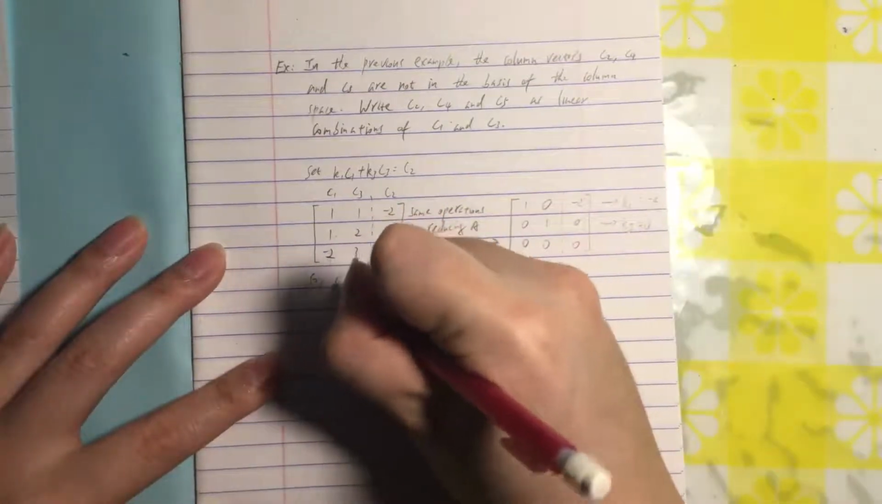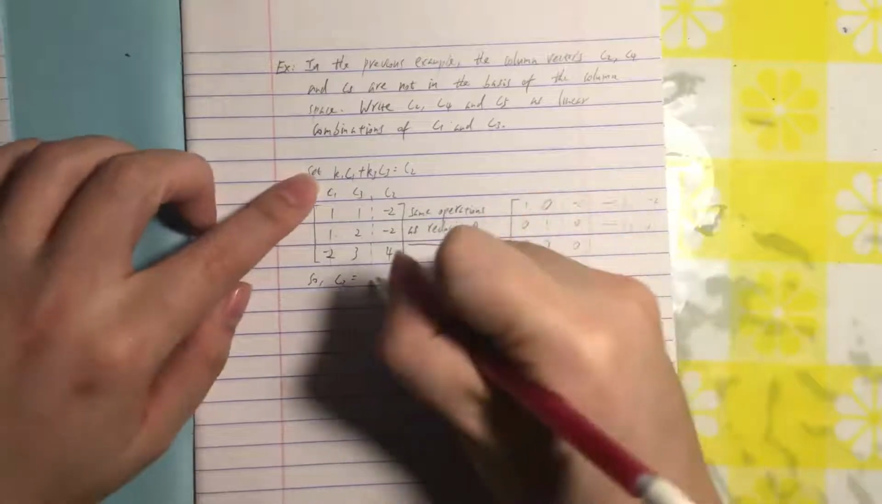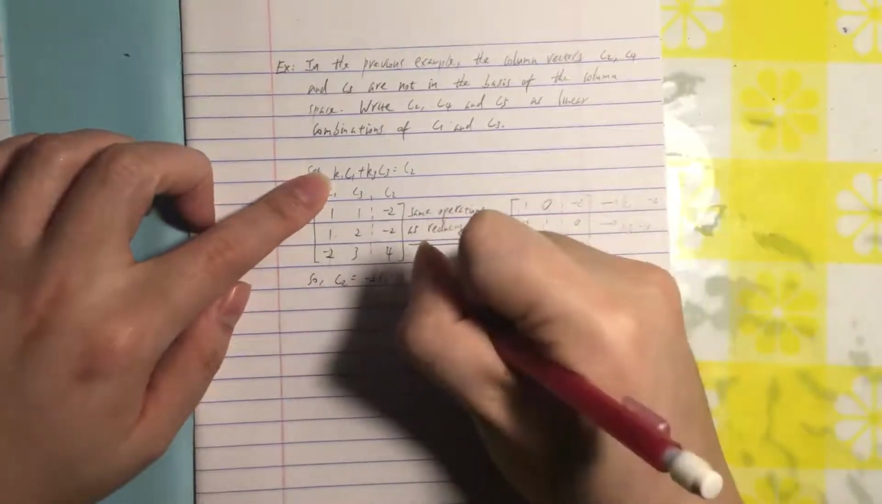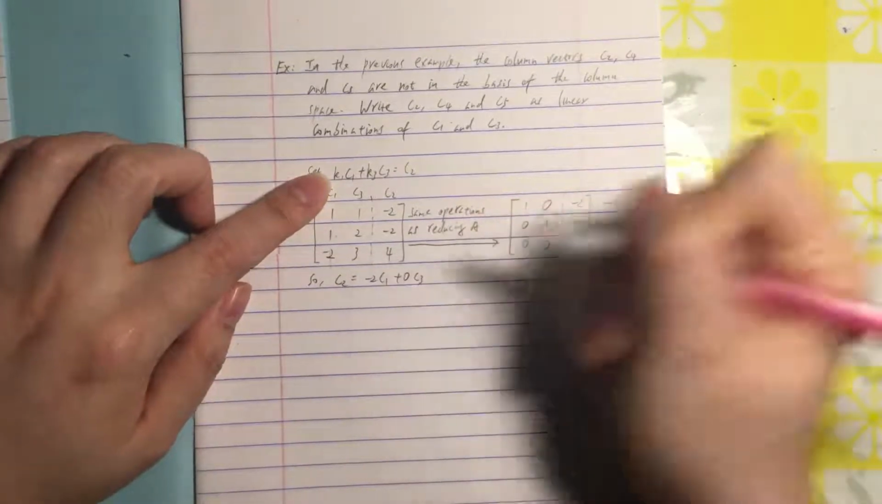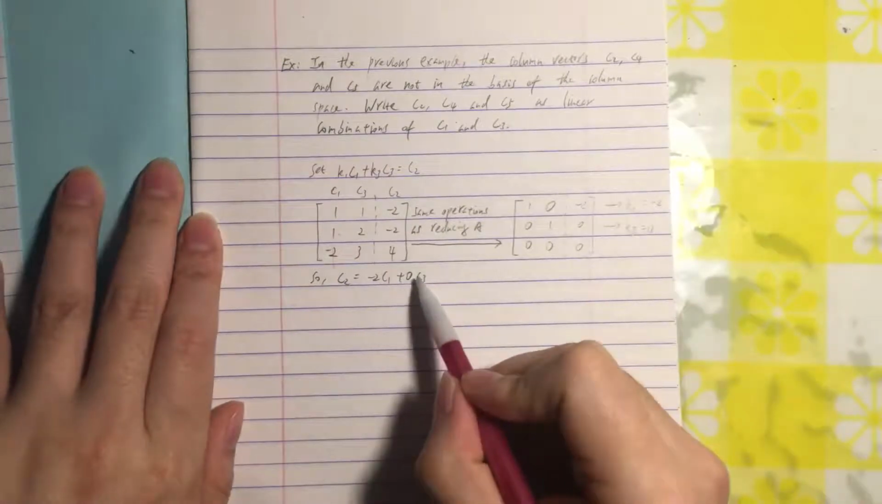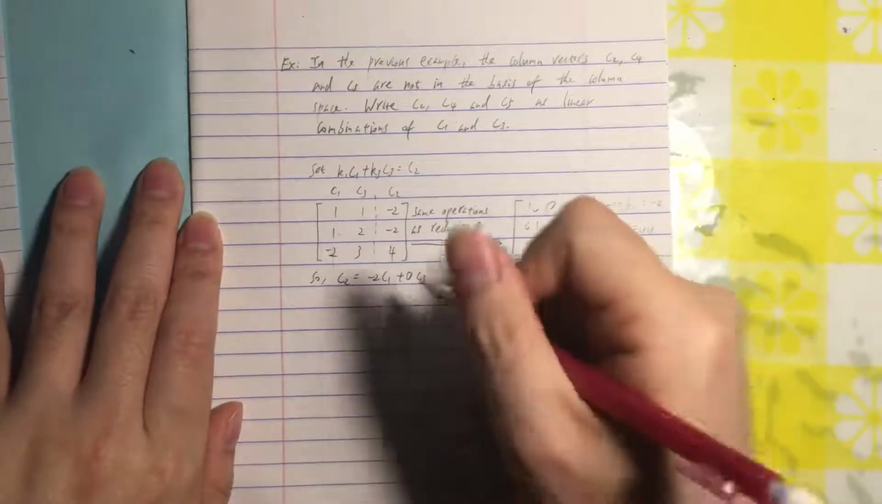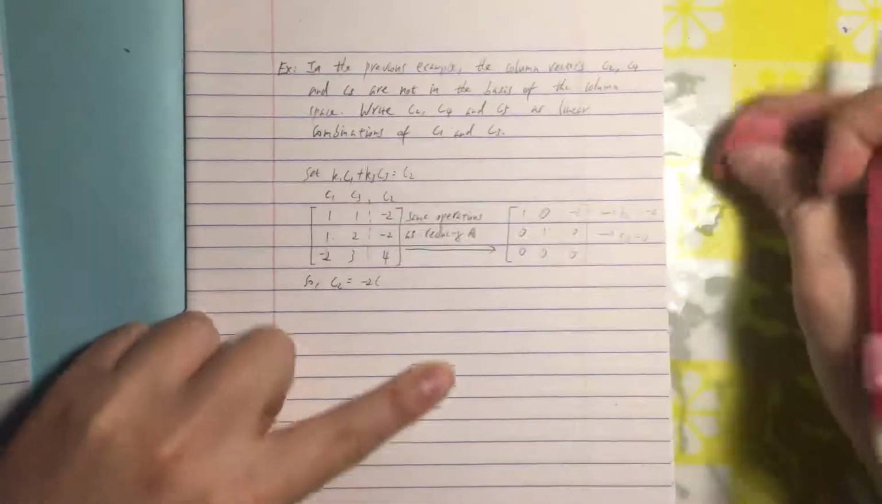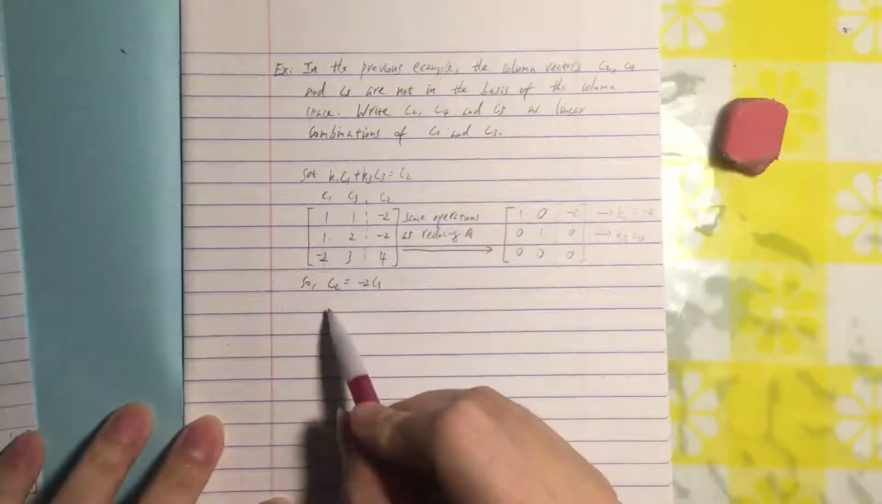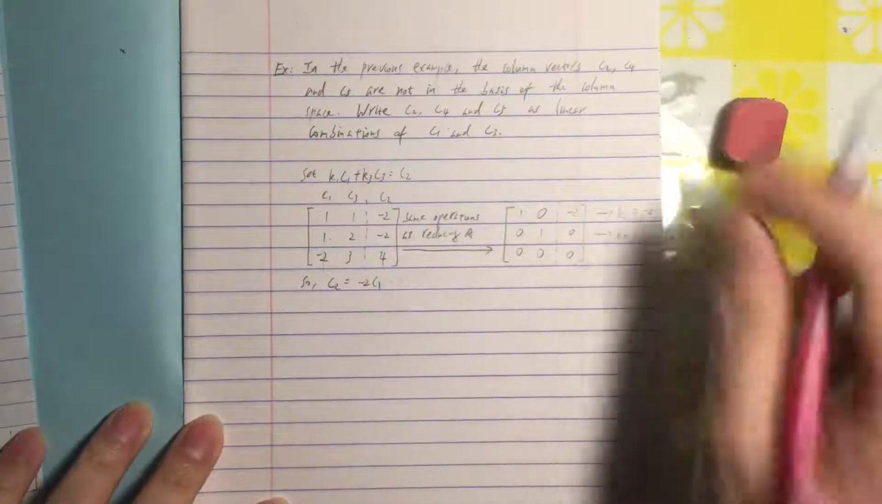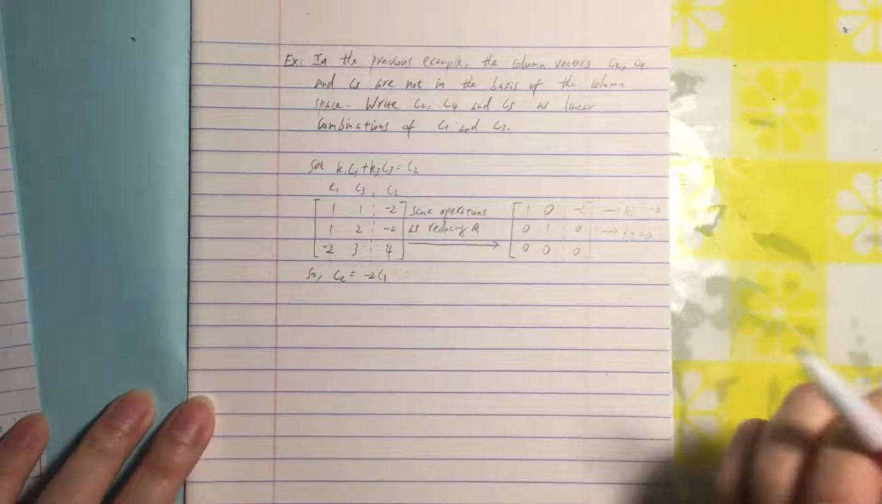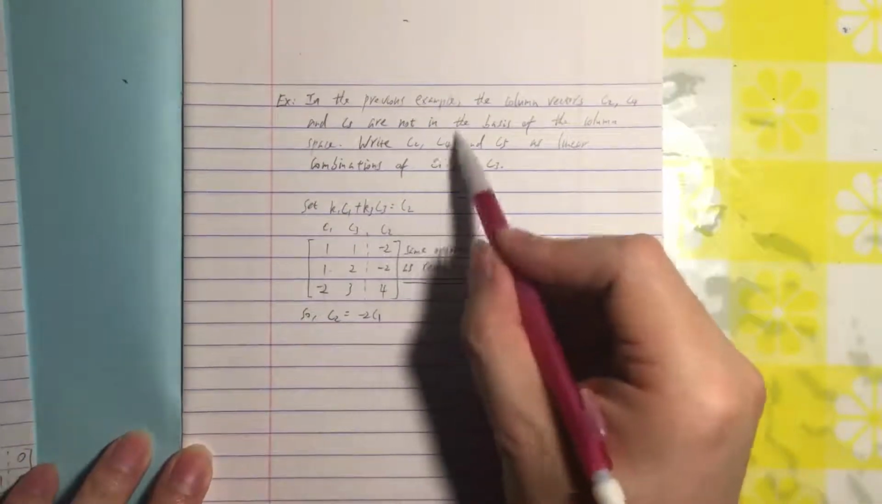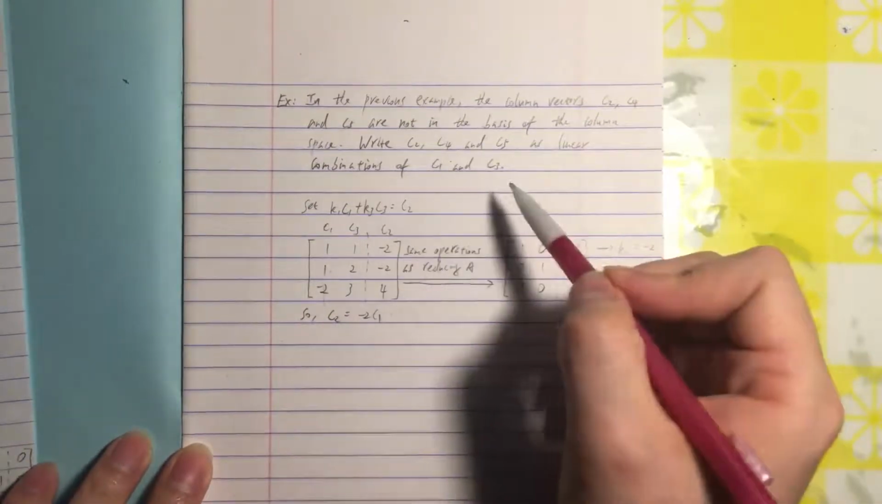That means C2 equals negative 2 times C1 plus 0 times C3. And we know that 0 times C3 is 0, so we can remove this term. So here, C2 is negative 2 times C1. We have written C2 as a linear combination of C1 and C3. Next, we shall write C4 as a linear combination of C1 and C3.